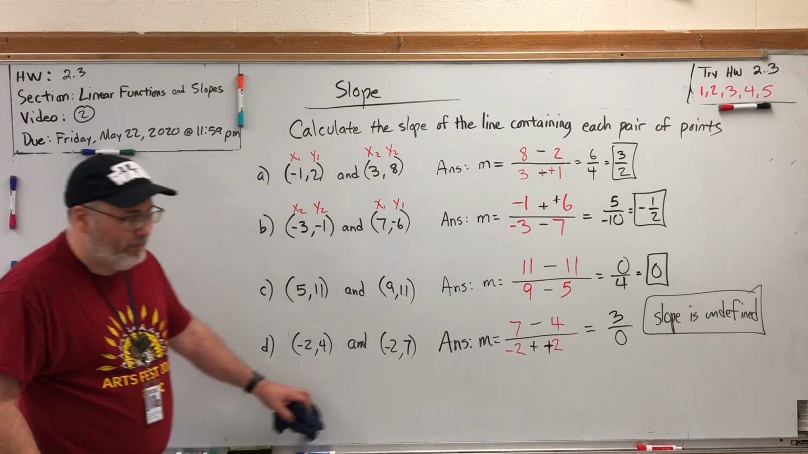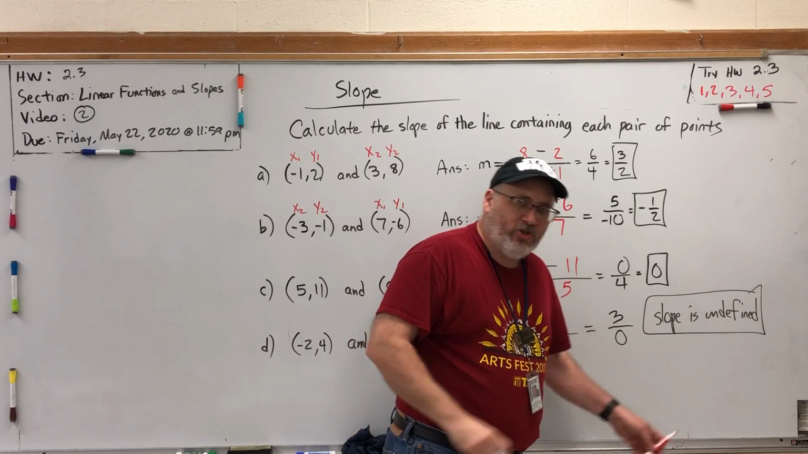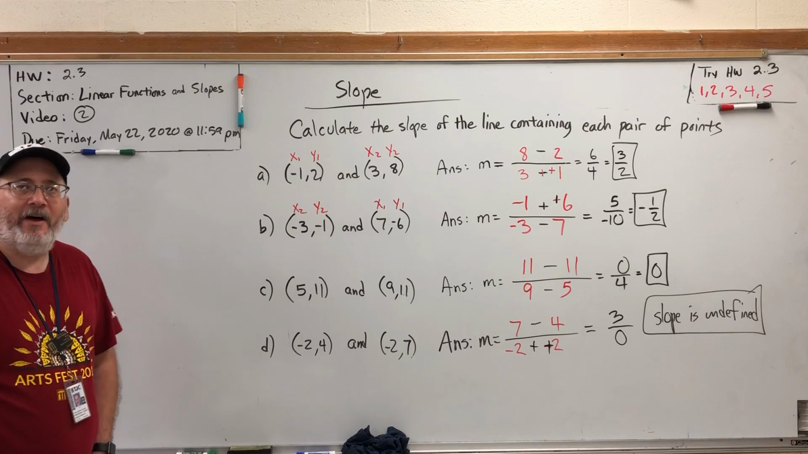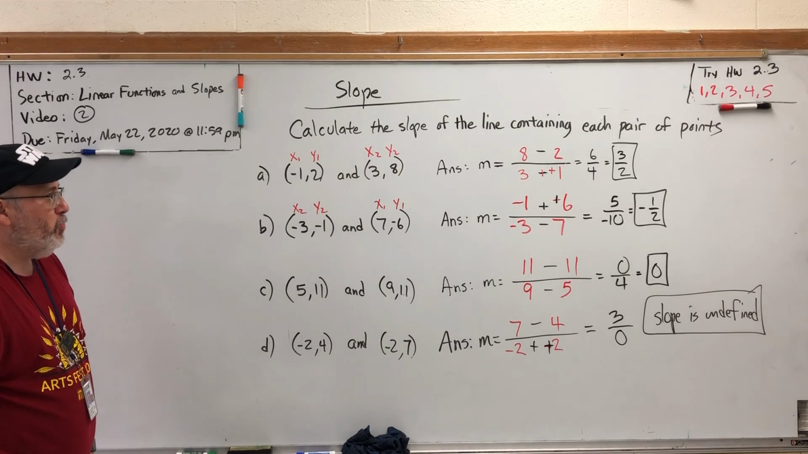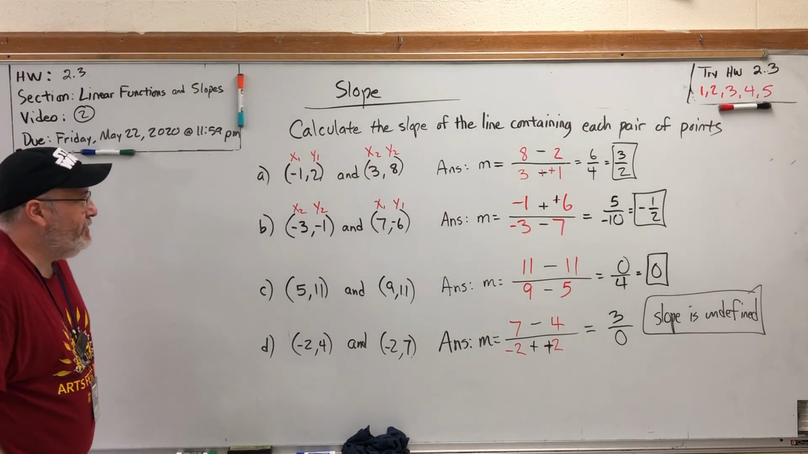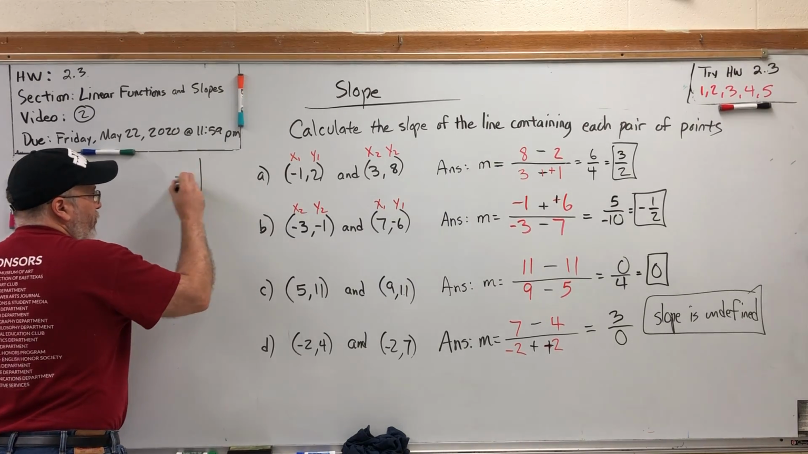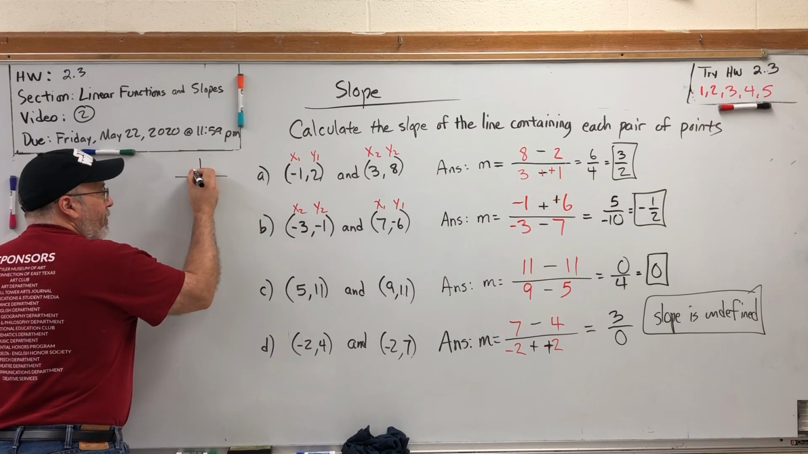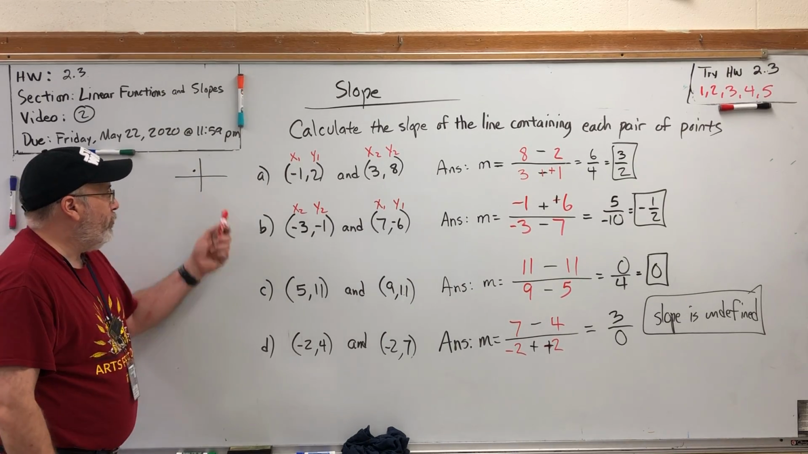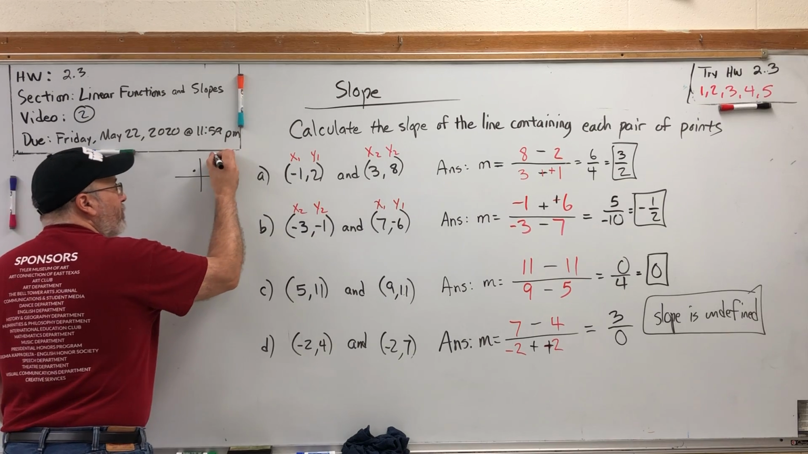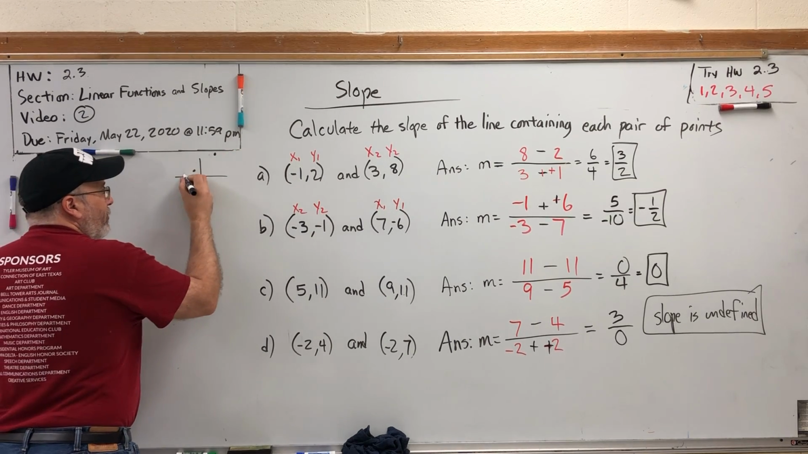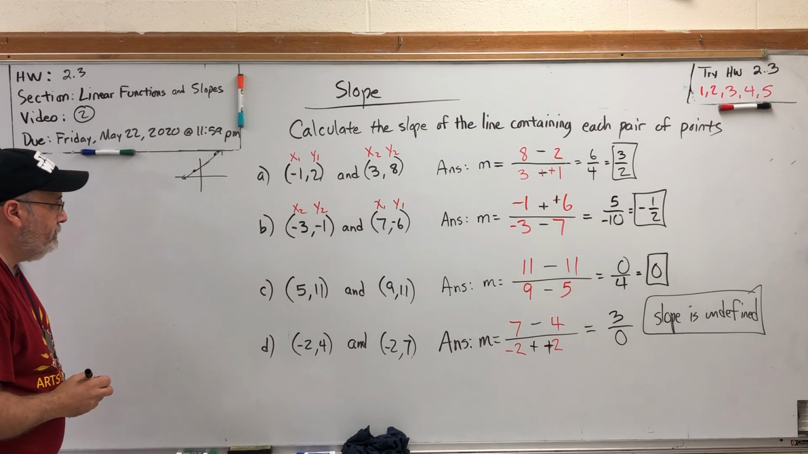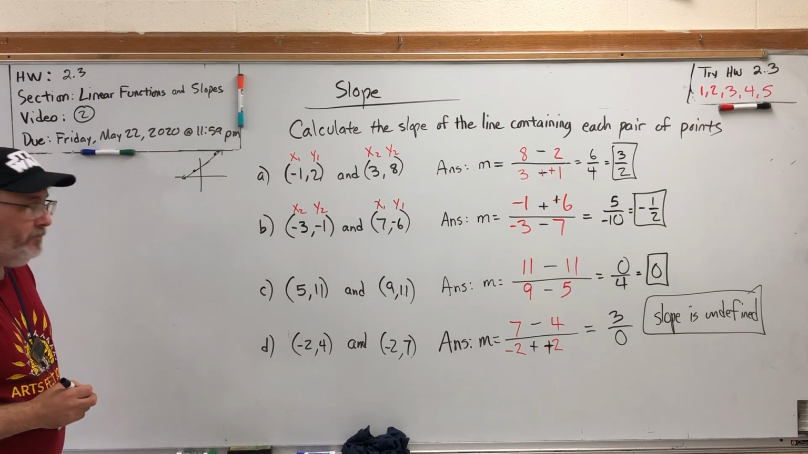What I would like to do with all of these is get an idea of what those things mean. What does it mean when the slope is positive? What does it mean when a slope is negative? What does it mean when a slope is 0? And what does it mean when a slope is undefined? We can get a visual on each one of them by quickly sketching these lines. And these don't have to be super accurate. For example, for A, -1, 2 is about there. 3, 8 is over 3 and it's a lot higher than 2, so it's up here somewhere. So if we connect those, we get a line that's increasing from left to right. And the slope is positive.